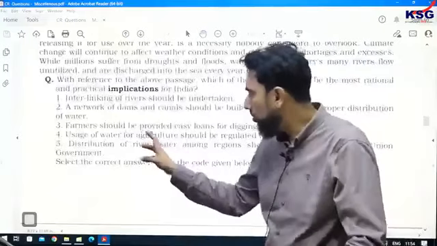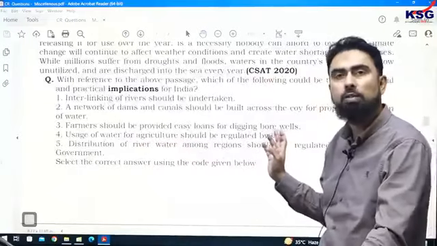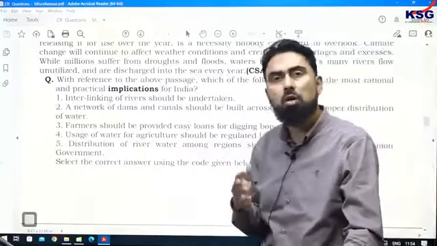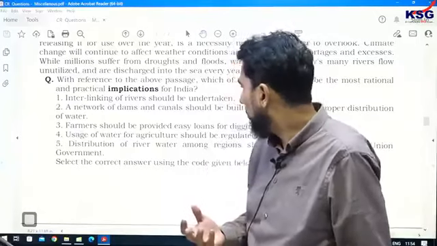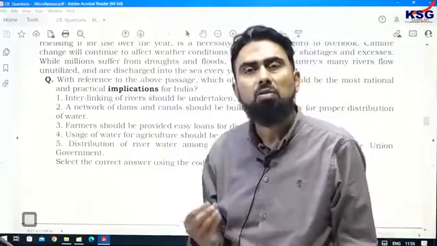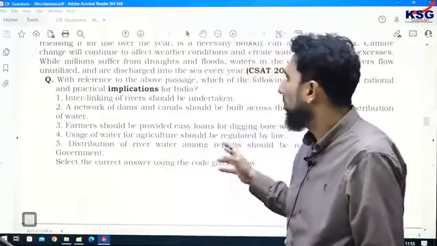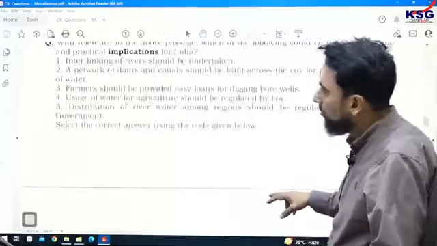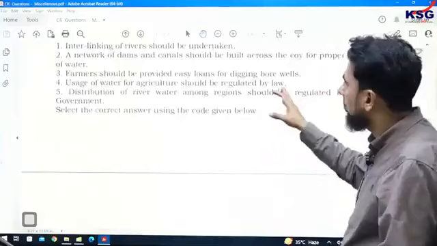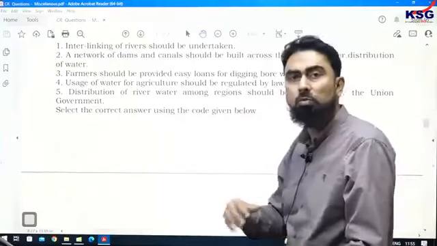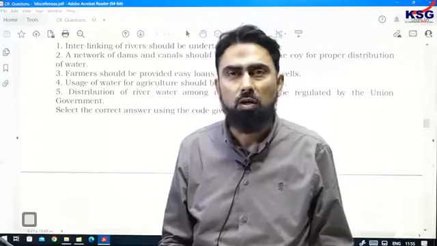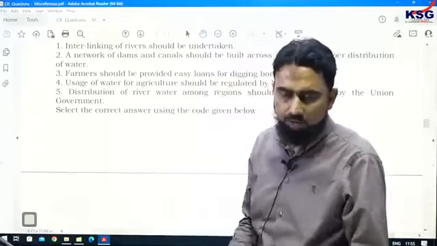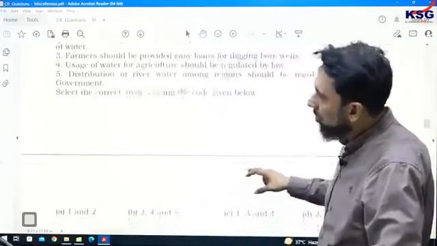The third one says, well, farmers should be provided easy loans for digging bore wells. The para does not talk about underground water, and there is no situation that they should be provided easy loans or something. Rain water is what is being mentioned there. And fourth, usage of water for agriculture should be regulated by law. From the para, we don't know whether it is already being regulated by law or not. So it is neither solution nor impact. So all of you have got the correct answer.